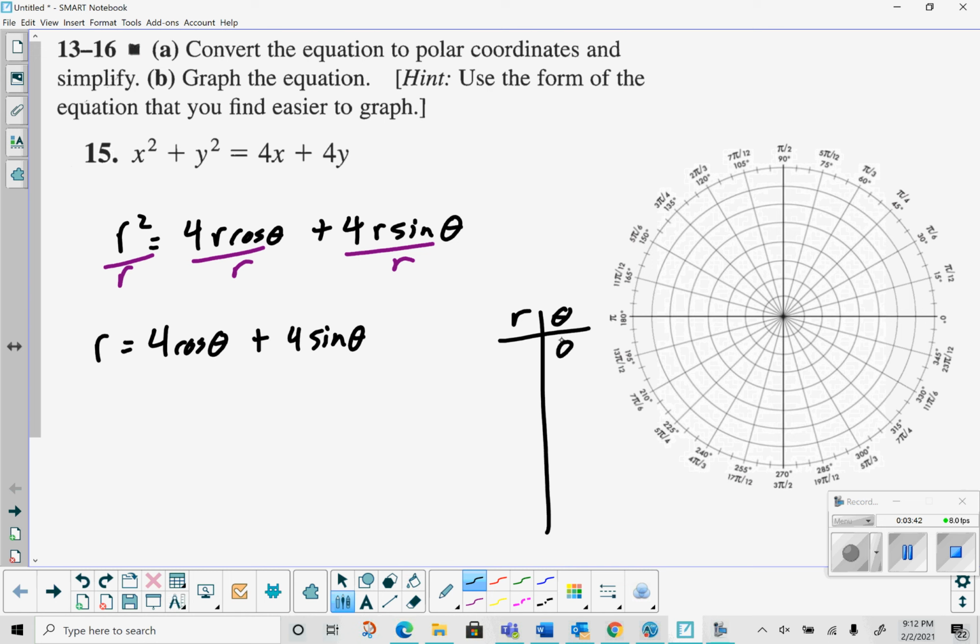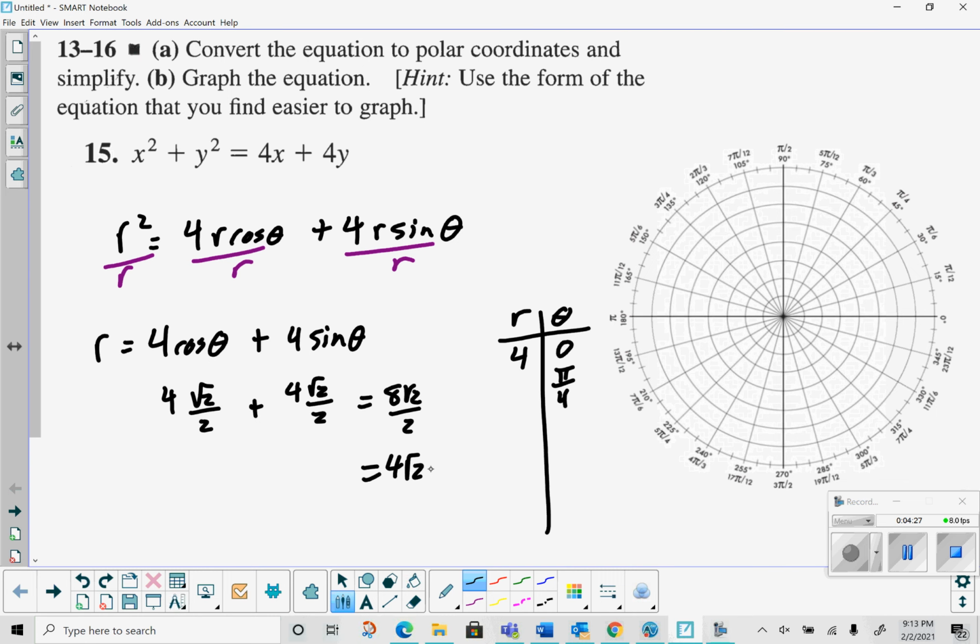If we put in 0 in place of theta, so let's see, cosine of 0 is 1. 4 times 1 will give you 4. The sine of 0 is 0. All right, 4 plus 0 is 4. Let's try pi over 4. For both sine and cosine, it's square root of 2 over 2. So this is 4 square root of 2 over 2 plus another 4 square root of 2 over 2, which gives me 8 square root of 2 over 2, which is really 4 square root of 2.